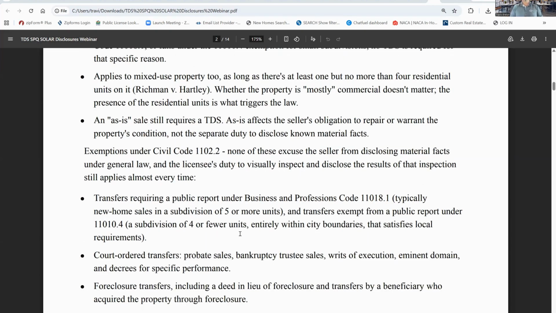Exemptions under Civil Code 1102.2. So none of these excuse the seller from disclosing material facts under general law.